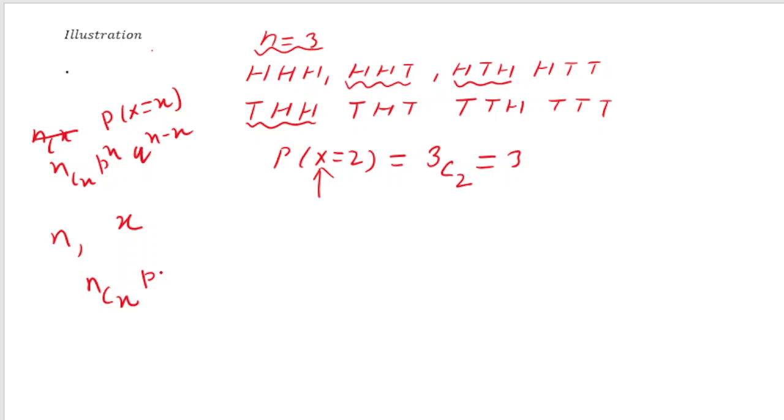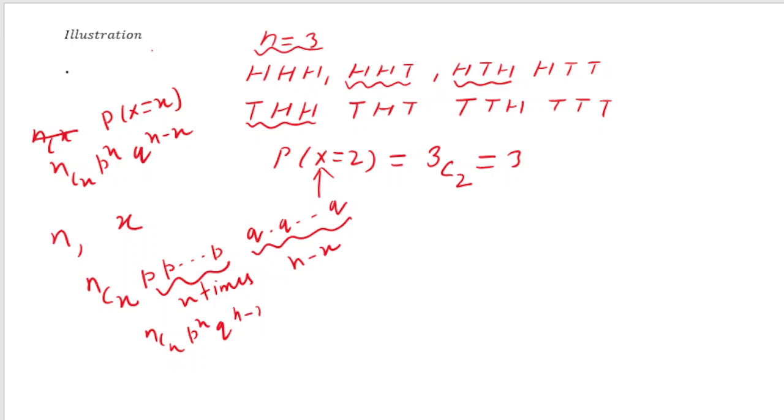So probability of X number of successes is P multiplied how many times? X times. And similarly, if X number of successes are happening, N minus X failures are happening, and failure probability I am representing by Q. So that is what we are getting: NCX P to the power X Q to the power N minus X. I hope you have understood this.